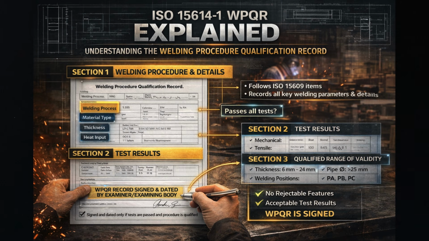At Level 1, the WPQR records the details and level for the welding procedure and test results. At Level 2, it additionally records the range of qualification, the exact limits within which the procedure is valid. Annex B provides an example WPQR form in 3 sections. Let us go through each.